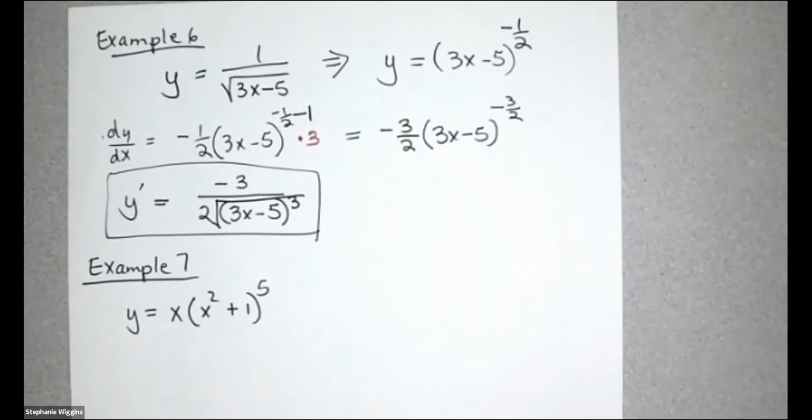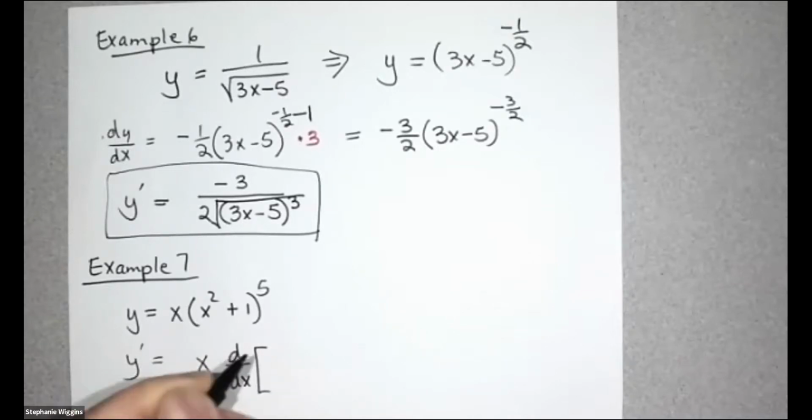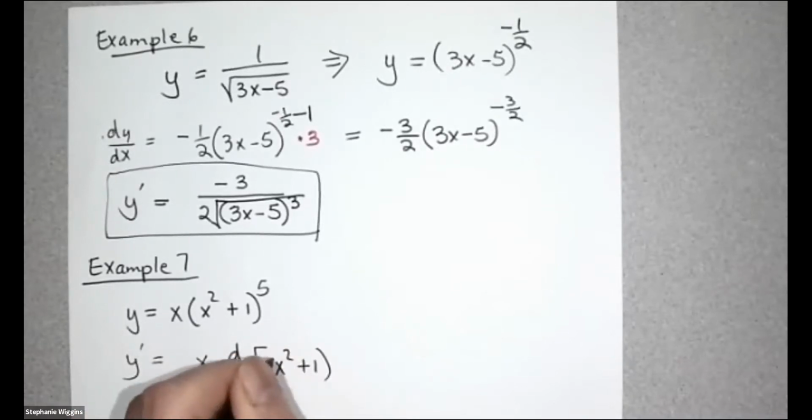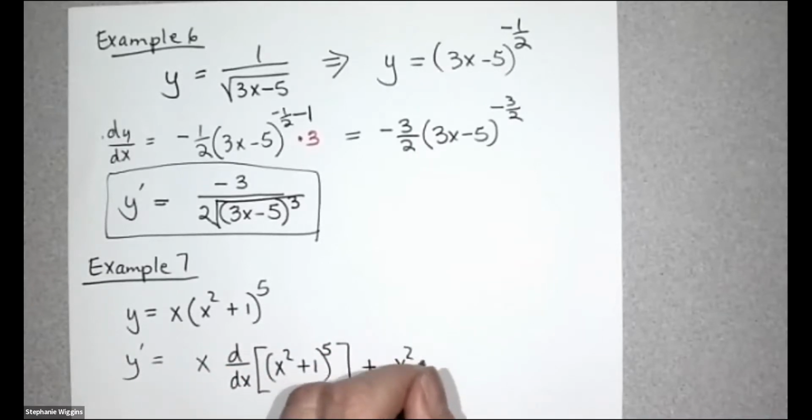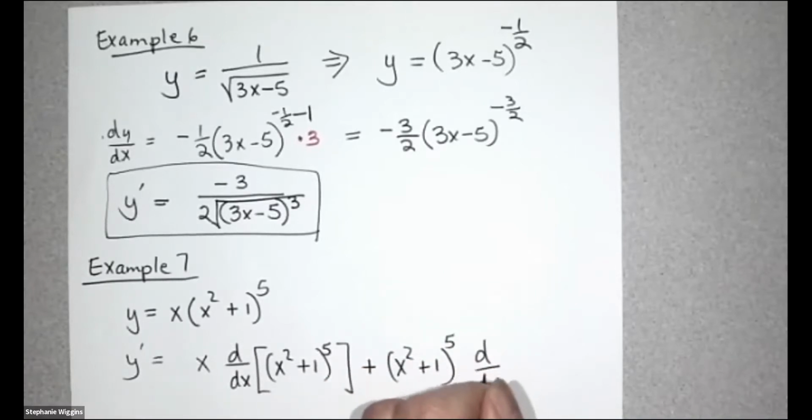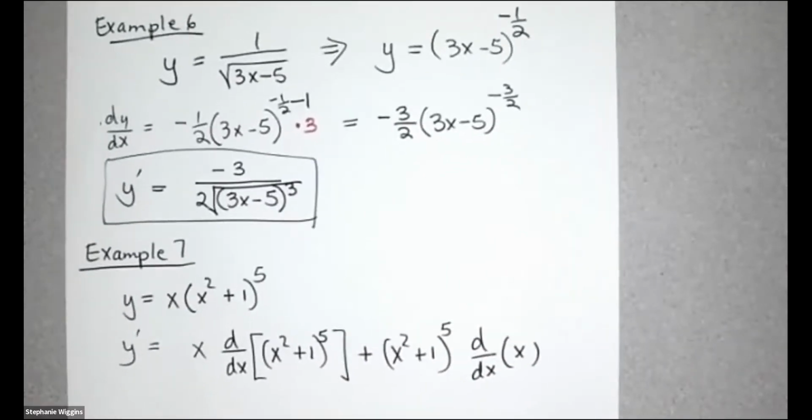All right, we have another product there. So it's going to require us to use the product rule again. And remember, to find the derivative of a product, we take the first function times the derivative of the second function, which is x squared plus 1 to the 5th power, plus the second function times the derivative of the first. That's the product rule.